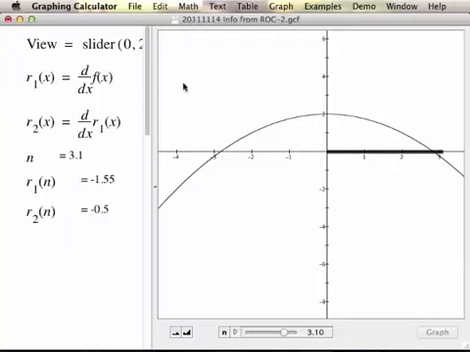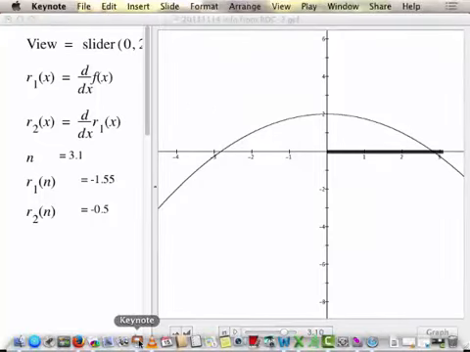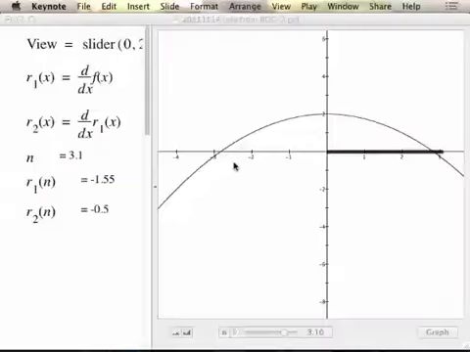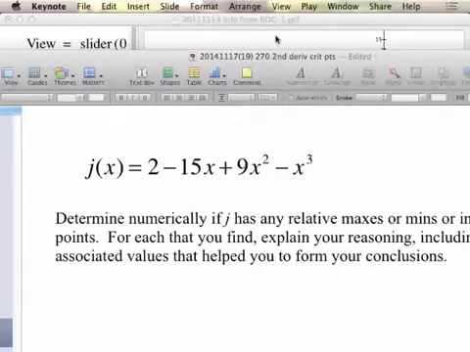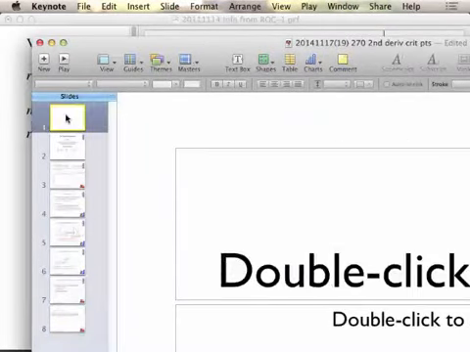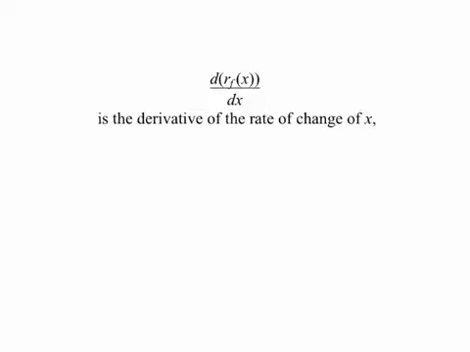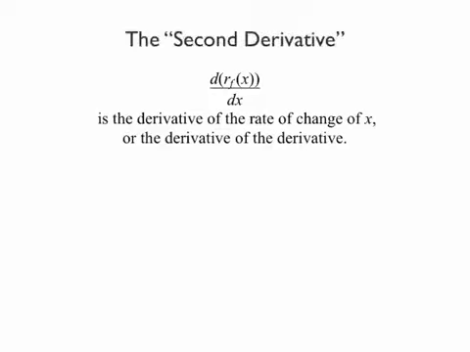So let's summarize. What are we talking about? We're talking all about the rate of change of the rate of change, or the derivative of the derivative. So let's summarize that and talk about some notation here. Okay, so the derivative of the rate of change of x, or the derivative of the derivative. It's conveniently called the second derivative.